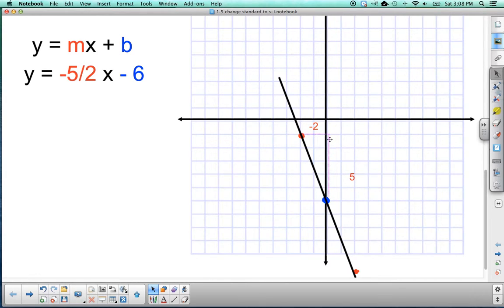We go up 5 and back 2. We don't have really enough room to go down 5 and over 2 without estimating. So usually you're going to go up 5 and back 2. Only one of the pieces can be negative.